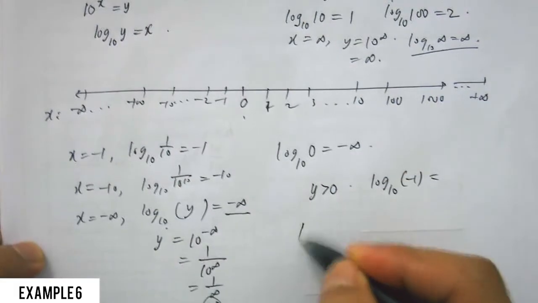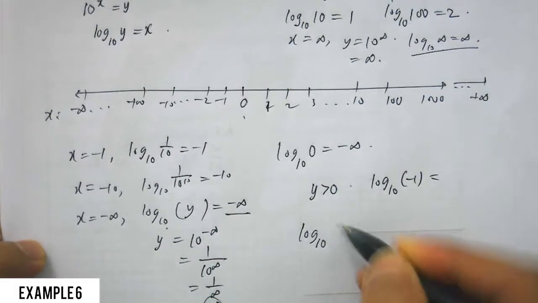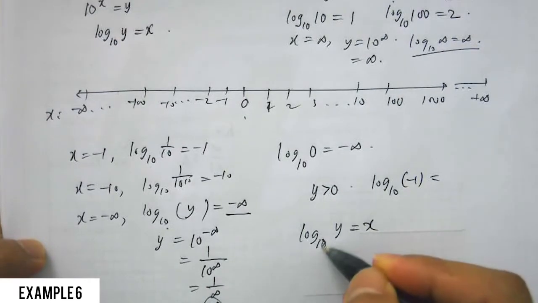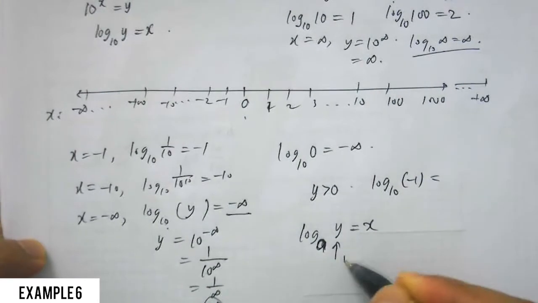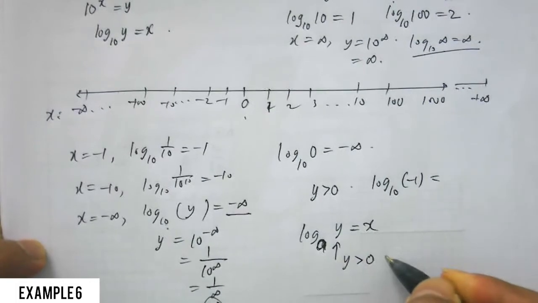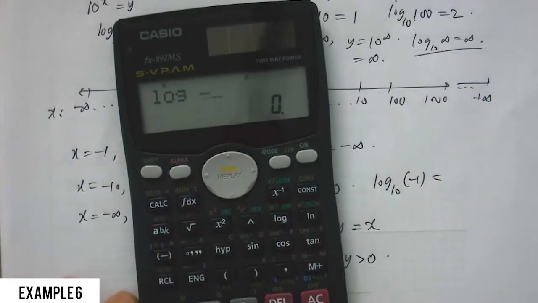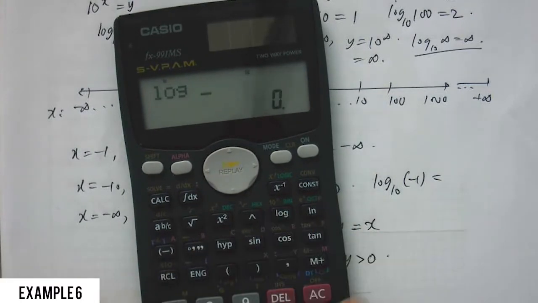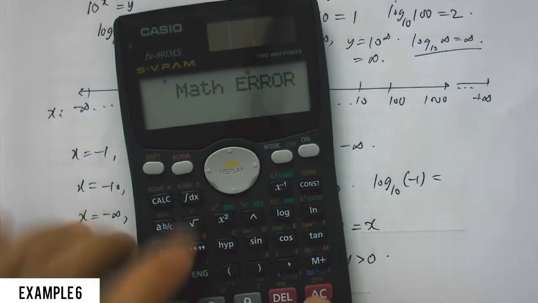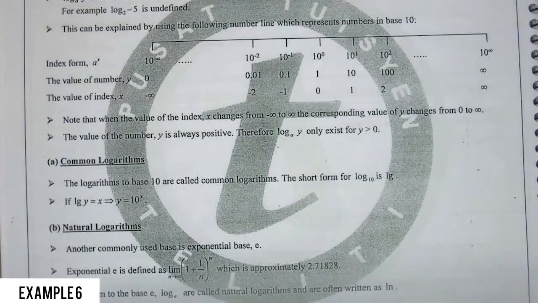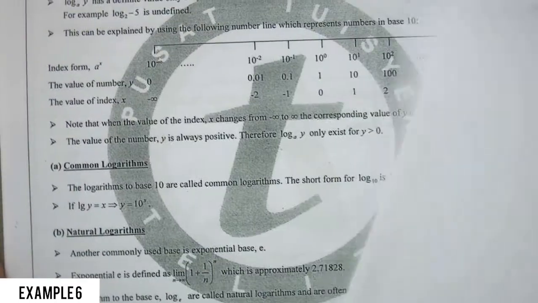So if you try to log any number, generally we say that if you get log base 10 of y or even any base, your y value is always more than 0. Always positive. You cannot log a negative number. You try negative 1, math error. Try negative 3, negative 5, math error. Even 0, you get math error.